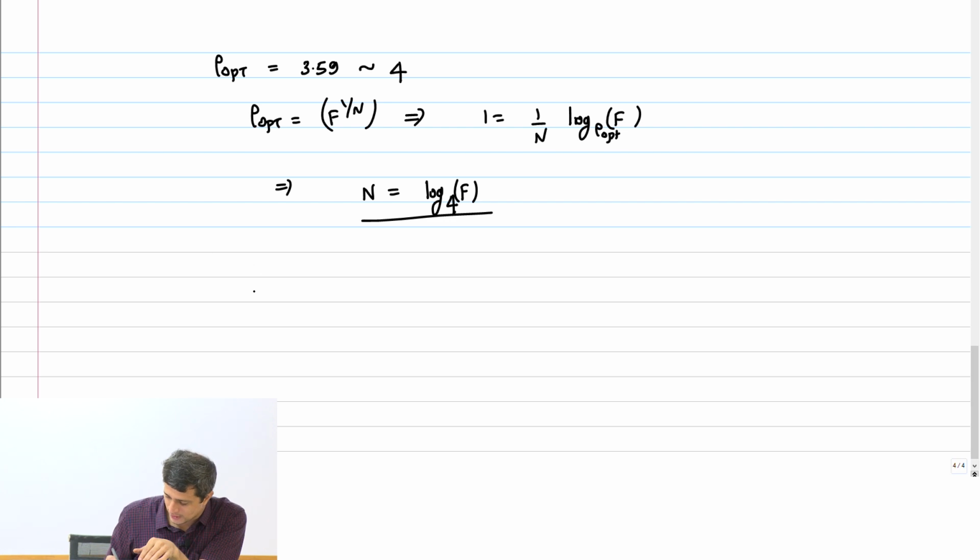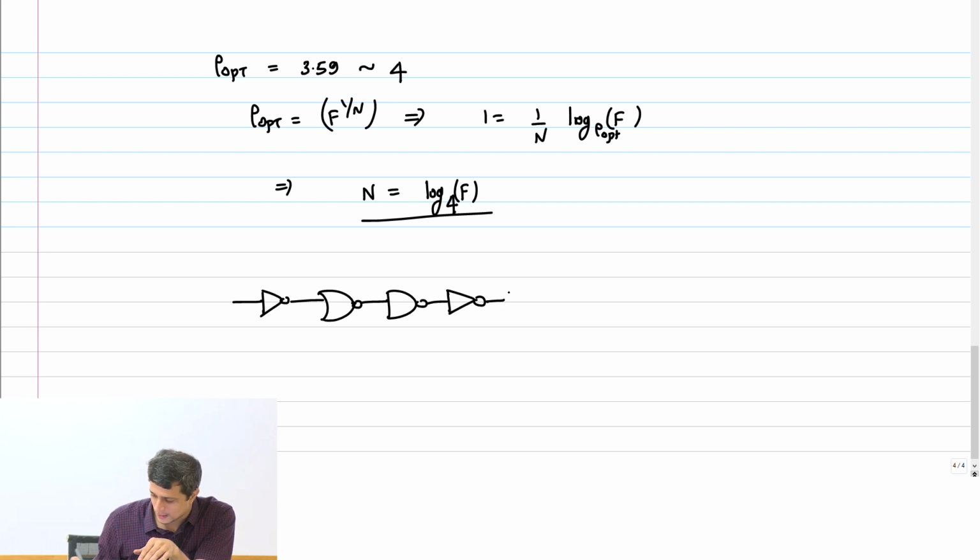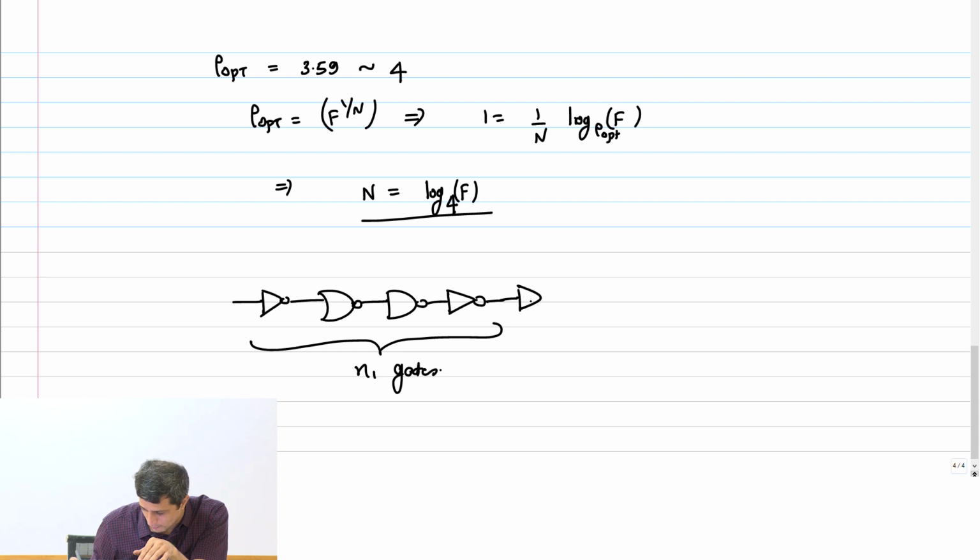So what did we have in that circuit? An inverter, a NOR, NAND, another inverter, right? These are my N1 gates. I am now going to add some number of buffers and put this load capacitance here, 4500X. This is 1X.